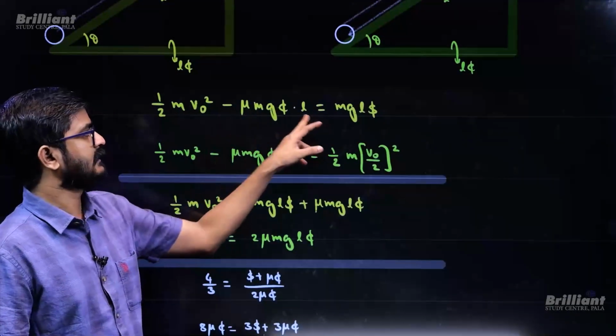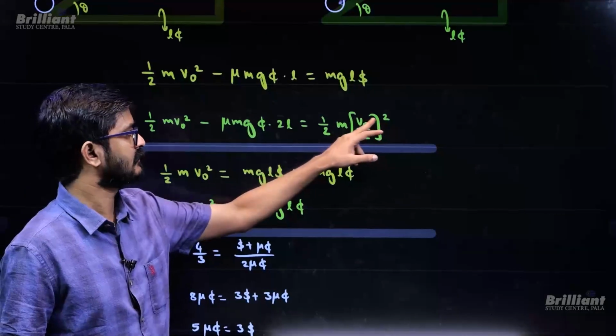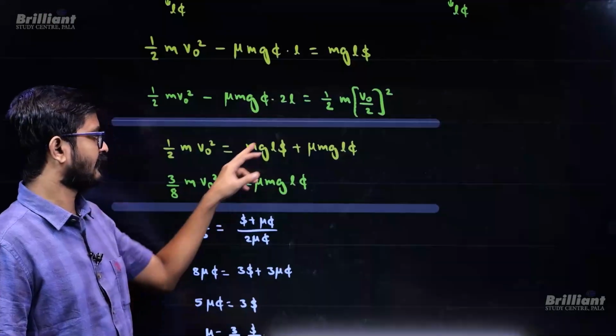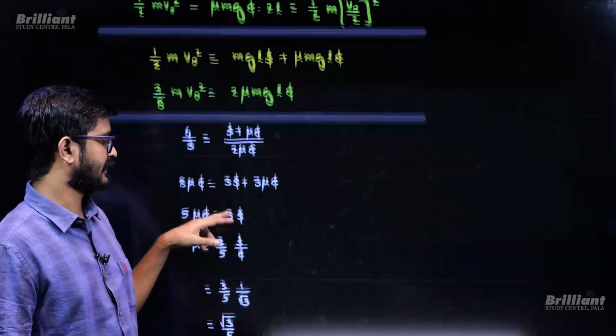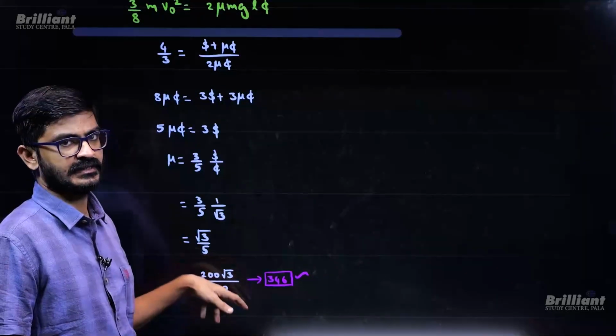Now I have taken this equation, I have brought it to the right hand side. I have taken this equation, I have brought it to the right hand side, and I have brought this to the left hand side. Thereafter I have taken the ratio of them and I solved for mu. Tan theta value is known, so substitute it, get the answer.